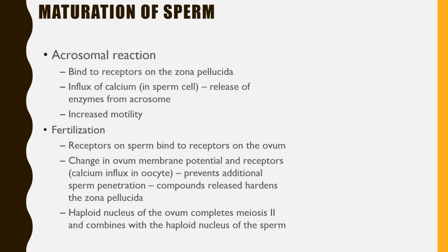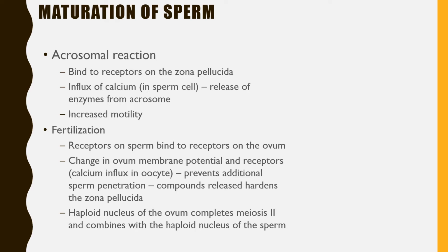Now, for fertilization to occur, the receptors on the sperm have to bind to the receptors on the ovum. So once it's made its way through that zona pellucida, it'll have receptors that recognize the receptors on the ovum or the oocyte. Once it binds to that receptor, there's going to be a change in the membrane potential and the receptors of the oocyte, and calcium influx occurs in the oocyte this time. So we talked about two calcium influxes, both within the sperm. This is a calcium influx within the oocyte, and this calcium influx prevents any additional sperm penetration. So this prevents any other sperm that might be also hydrolyzing the zona pellucida and binding to the oocyte from being able to actually penetrate into the oocyte. So it basically releases and hardens that zona pellucida, which can help prevent that.